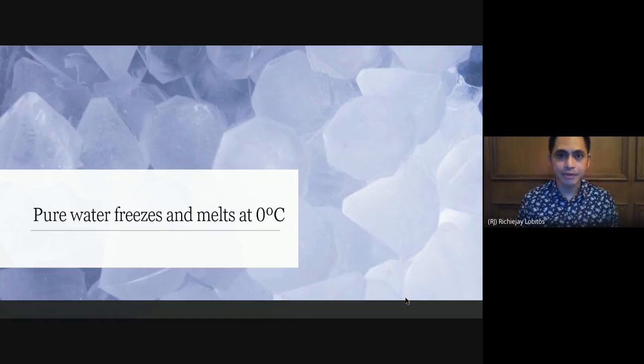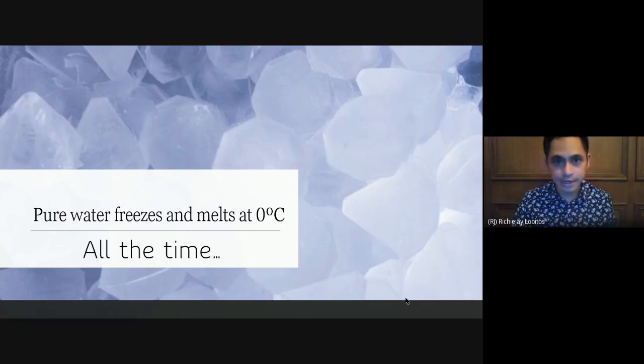Pure water, without the presence of impurities, without the presence of other substances, actually freezes at 0 degrees Celsius. At the same time, pure water or ice from pure water can melt at 0 degrees Celsius. So the freezing point and melting point of pure water is the same. That is 0 degrees Celsius. Ice melts at 0 degrees Celsius. Water freezes at 0 degrees Celsius all the time.